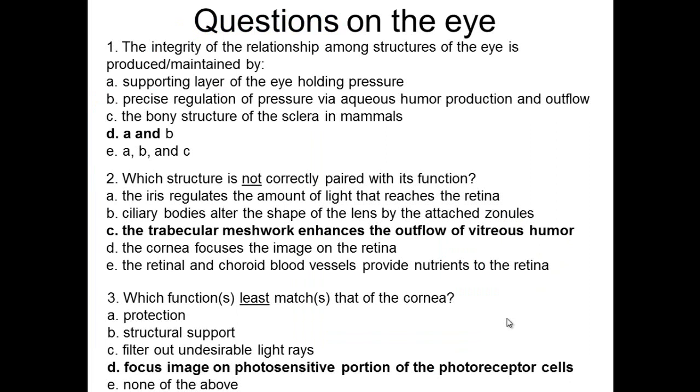The integration of relationship among structures of the eye is produced and maintained by supporting layer of the eye holding pressure. Yes. So it's like pumping up a basketball. The structure is maintained by having a regulated pressure. A precise regulation of pressure via aqueous humor production and outflow. So if there is obstruction of outflow, you may have glaucoma, but the trabecular meshwork regulates it. It doesn't prevent it, but it does reduce immediate outflow.